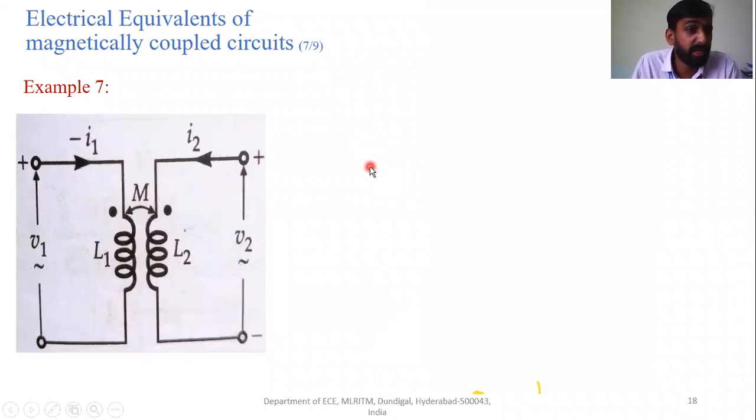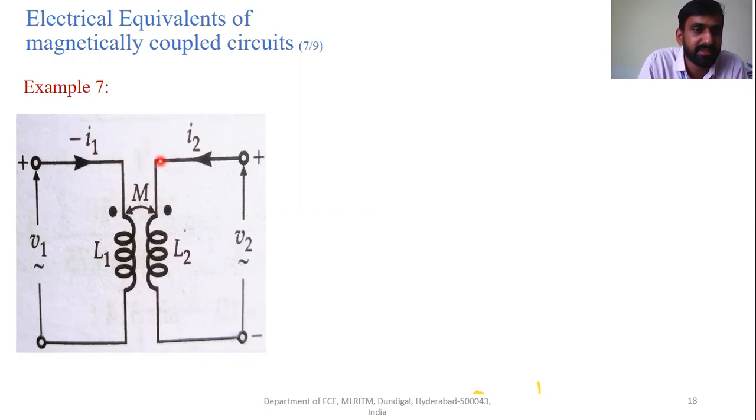So what is the change over here? The change over here is that the current I1 is negative. The current I1 is negative here. Is it clear? So what are you going to do here, if the current I1 is negative?